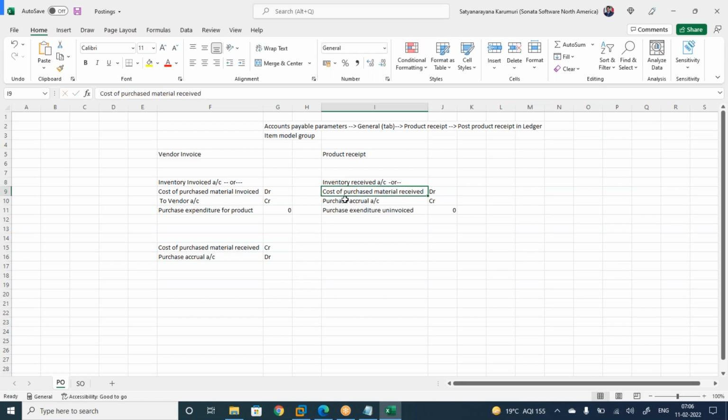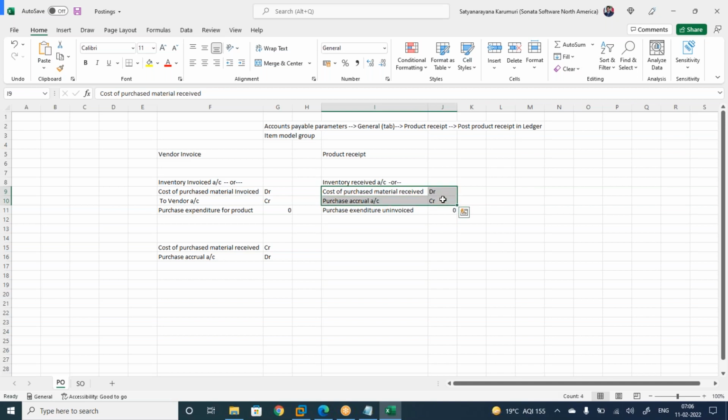Cost of purchased material received account, that means inventory received. Here cost of purchased material invoiced means inventory invoiced. Inventory invoiced or cost of purchased material invoiced, both are the same. Here inventory received or cost of purchased material received account debit to purchase accrual account credit. Okay, this we understood yesterday.